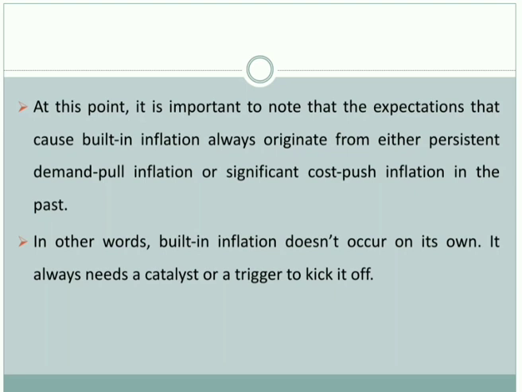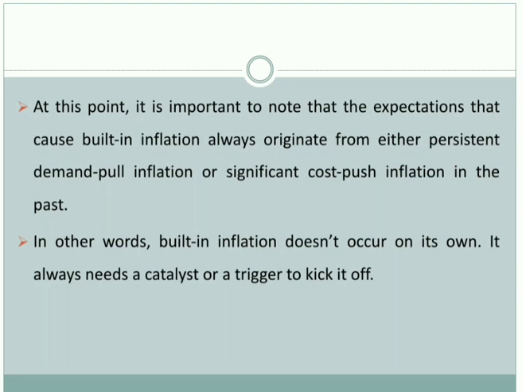The lockdown proved to be a catalyst for this built-in inflation, which made us purchase more and more, sometimes beyond the requirement. And because of that, what happens when we purchase beyond the requirement? Demand increases, supply is constant, and that affects what? That causes your built-in inflation.